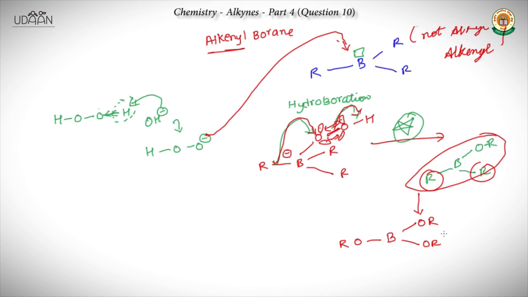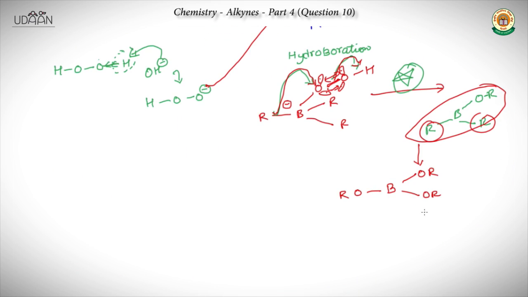After obtaining this compound, you have taken this mixture and put it in acidic medium. It will simply hydrolyze it. You have lone pairs here, and H plus has a vacant orbital. Oxygen lone pairs get attached to it. You will get protonated oxygen like this, where you have OR, OR, and this leaves away. You will get alcohol ROH and B.